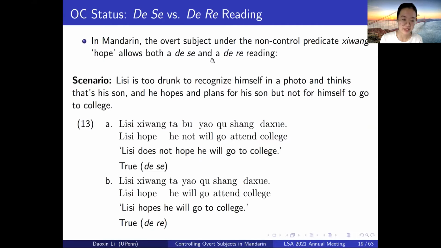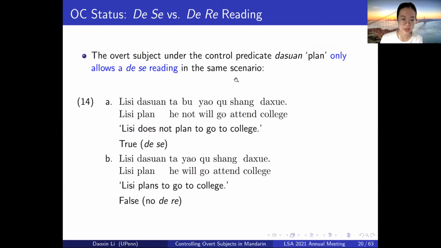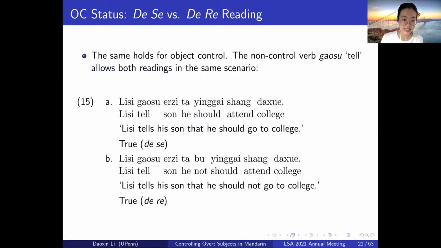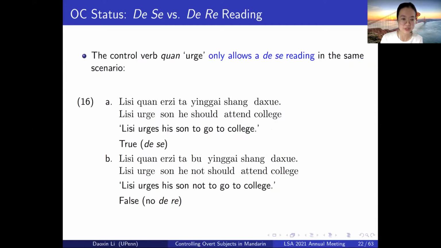And now in Mandarin, under the non-control verb hope, the subject allows both readings. Now in a scenario where Li Si is too drunk to recognize himself in the photo and thinks that's his son, and he hopes and plans for his son, but not for himself to go to college, then both Li Si hope he not will go attend college and Li Si hope he will go attend college are true, because the pronoun here can be either Li Si or his son. But under the control verb plan, then only Li Si plan he not will go attend college is true. So this suggests the pronoun here can only be Li Si, not his son. And again, this is true for object control.